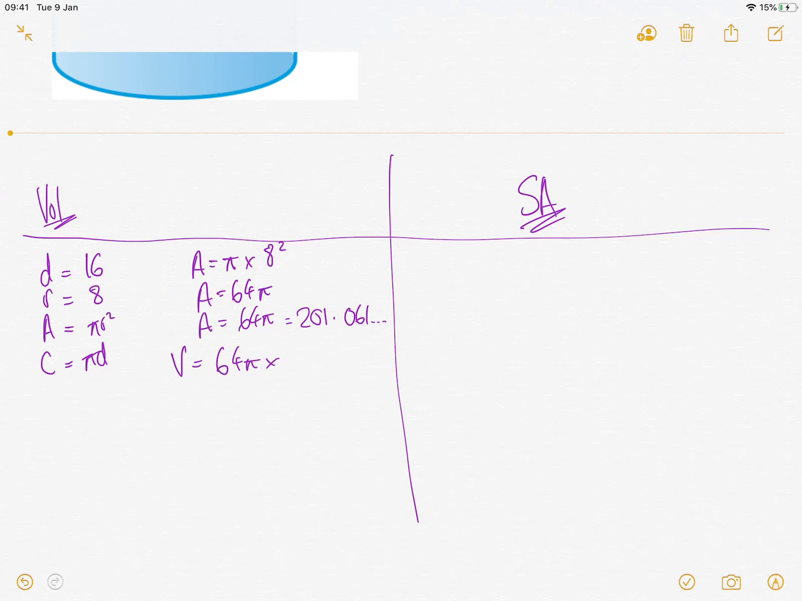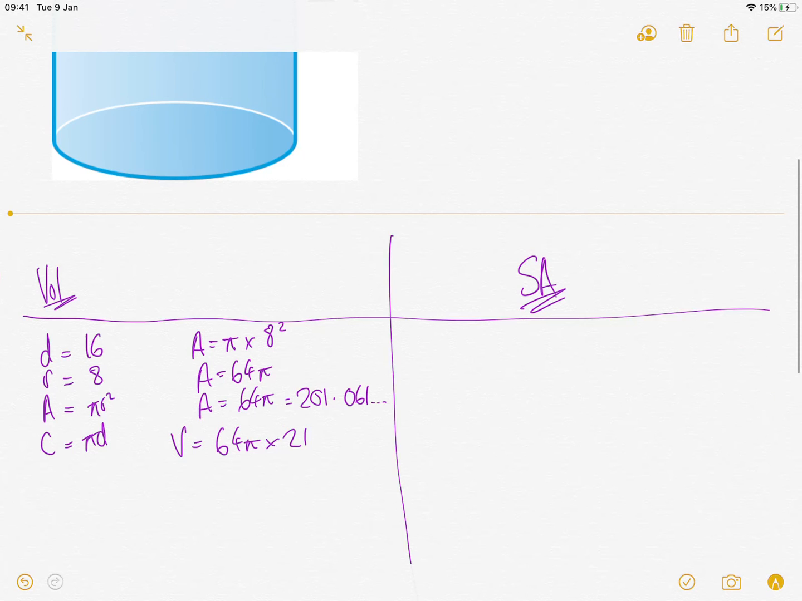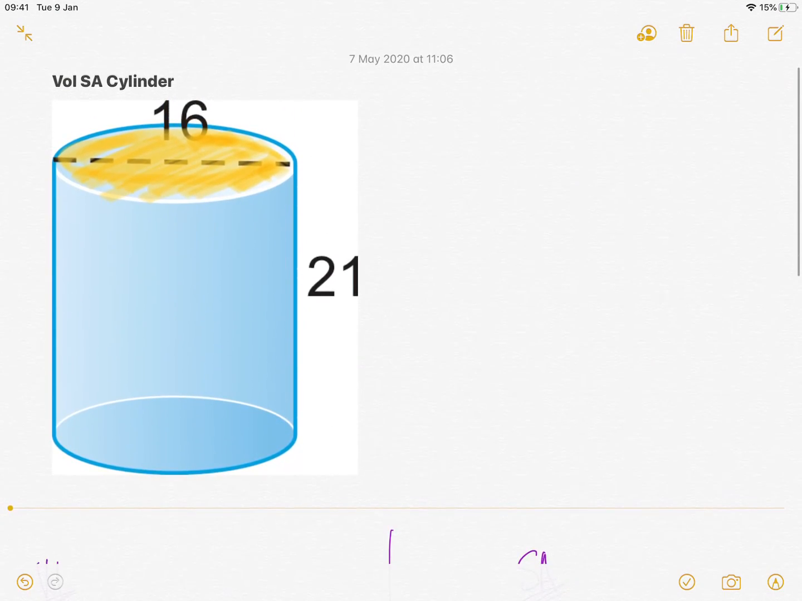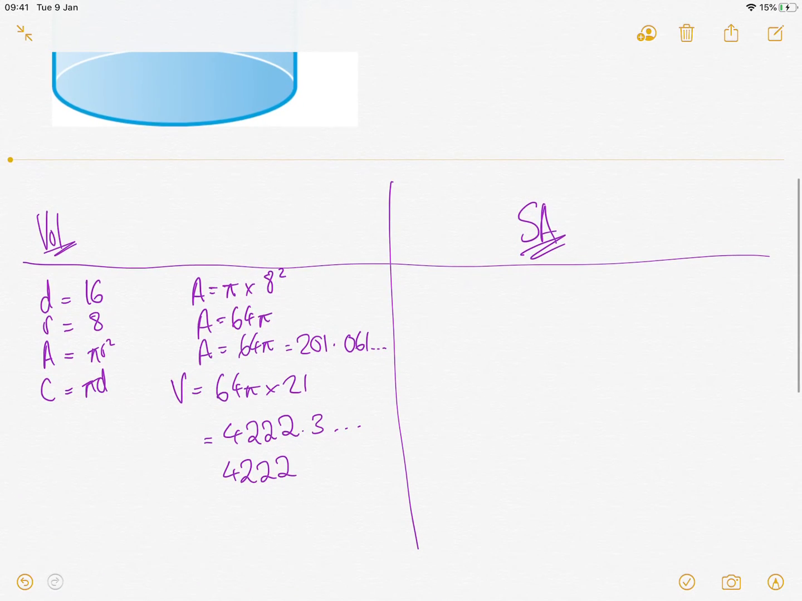The reason I use 64 pi is because it's more accurate, because I don't have to type in loads of decimal places then. Don't have to do all this dot dot dot. I can just type 64 pi in my calculator, times it by 21, which is 4,222.3 blah blah blah. Let's round it to the nearest whole number, which is 4,222, and then we don't actually have any length units there, like centimeters or meters. Let's just call it centimeters. It will always be cubed for volume, because we're asking how many little cubes can we fit in that shape.